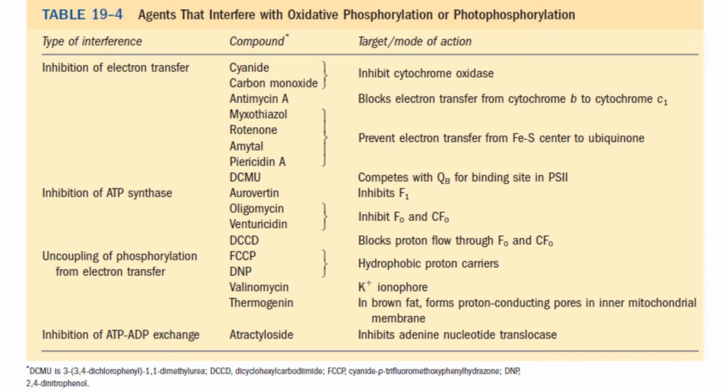Agents that interfere with oxidative phosphorylation, that means formation of ATP by means of the flow of electrons through the electron transport chain. You just go through this list. One or a few of them may come for the examination.